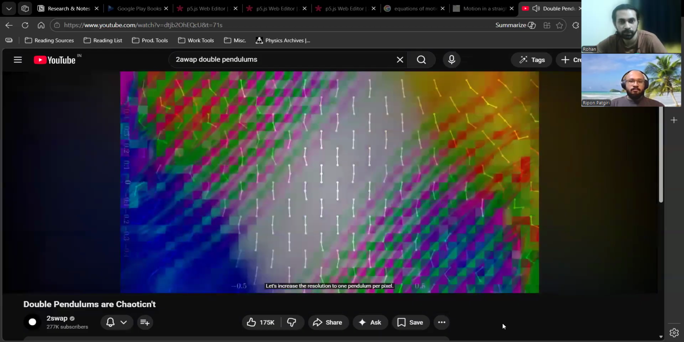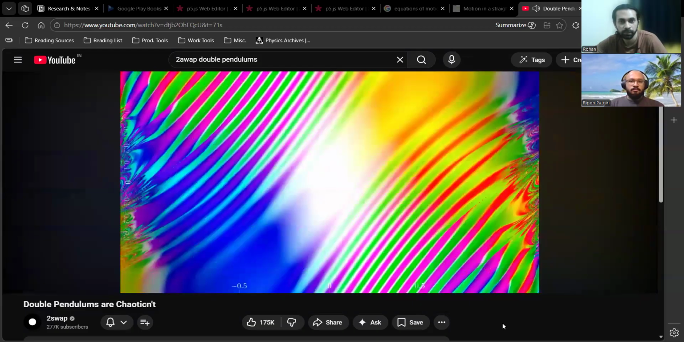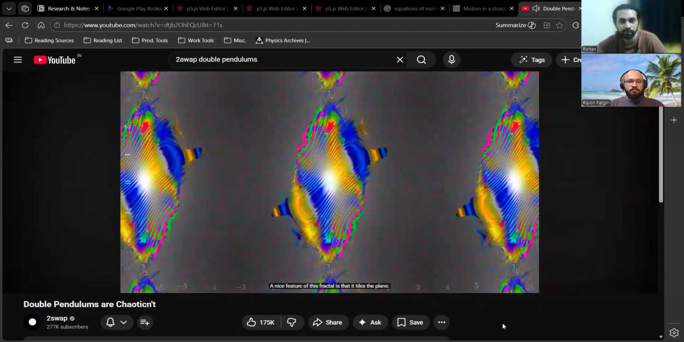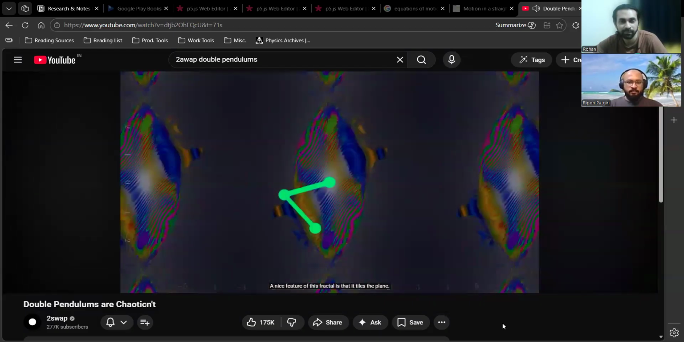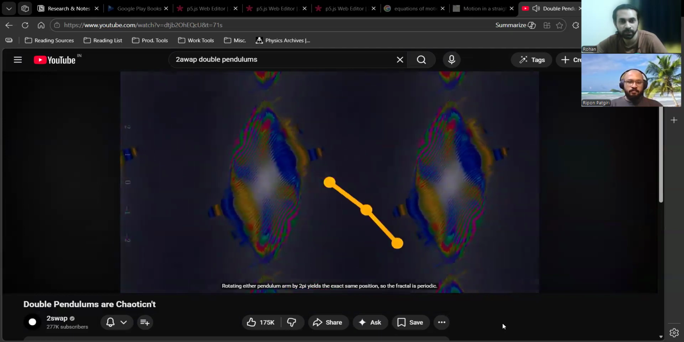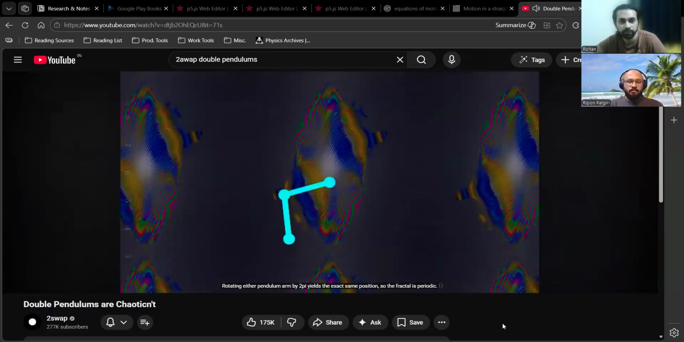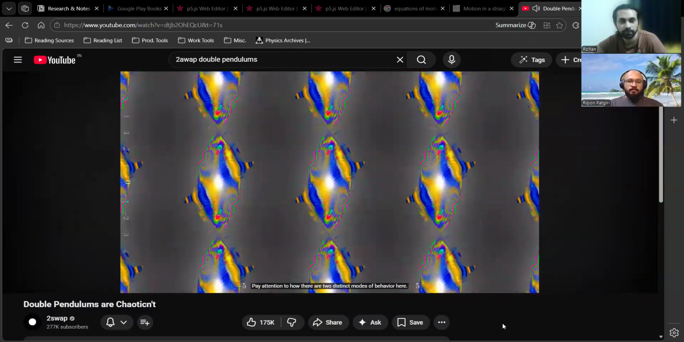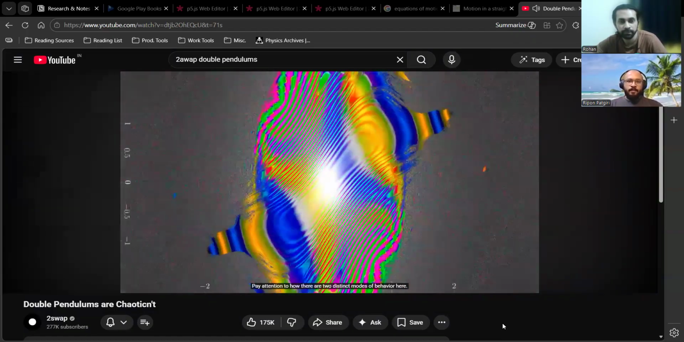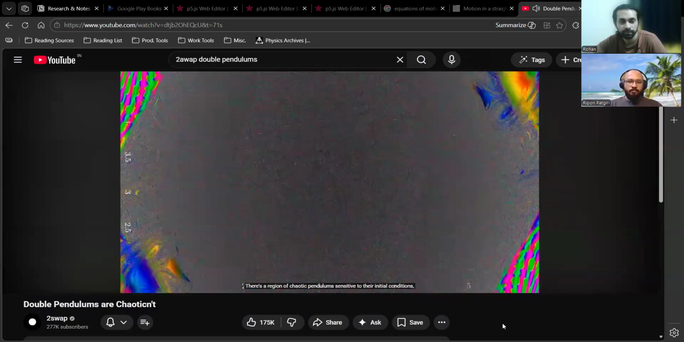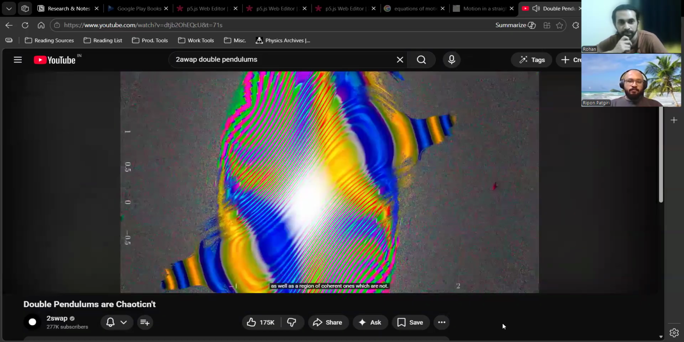Let's increase the resolution to 1 pendulum per pixel. A nice feature of this fractal is that it tiles the plane. Rotating either pendulum arm by 2 pi yields the exact same position, so the fractal is periodic. Pay attention to how there are 2 distinct modes of behavior here. There's a region of chaotic pendulums sensitive to their initial conditions, as well as a region of coherent ones which are not.